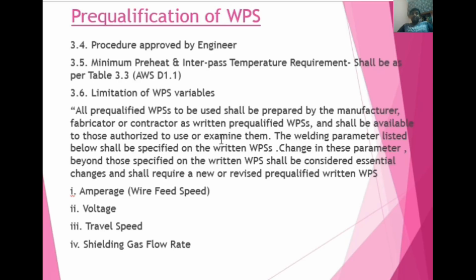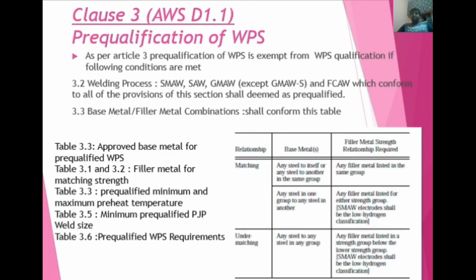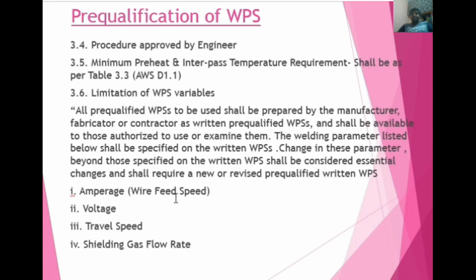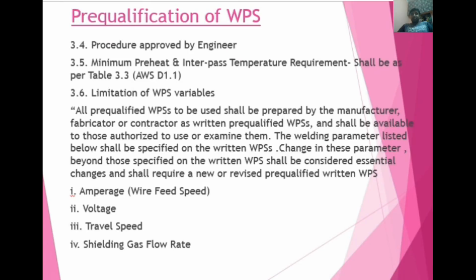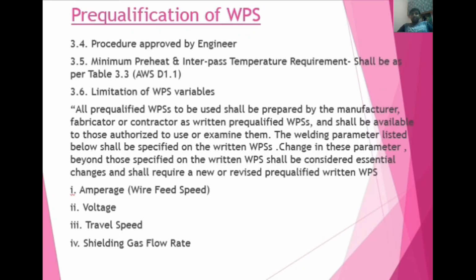Limitation of WPS variables is also mentioned in Table 3.6: the current, amperage, voltage, and travel speed we have to maintain. It's mentioned there, so all these things should be followed. All the conditions in 3.2, 3.3, 3.4, 3.5, and 3.6 shall be met. Then only you can use the pre-qualified WPS.